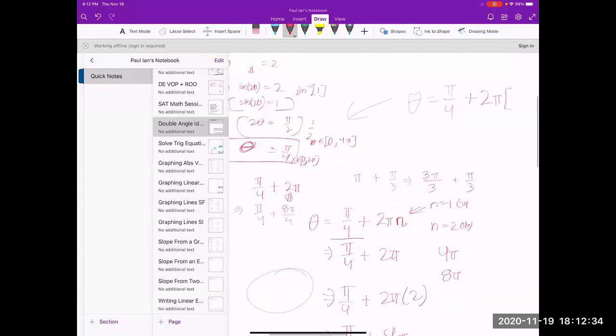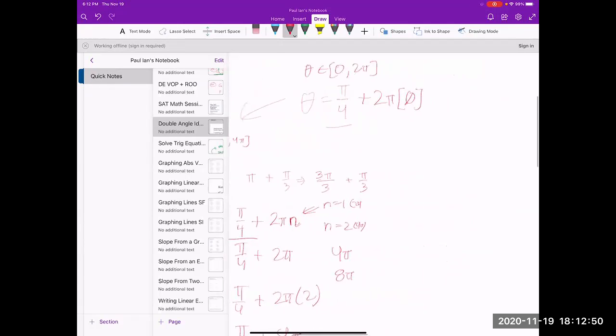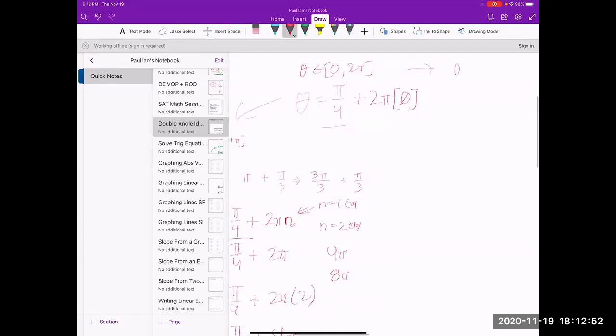That will only work if it's within the range. I think there's another solution if you add 2 pi to this, because this one right here is only from 0 to 2 pi. So this is pi over 4. But what if this range got extended to 0 to 4 pi?